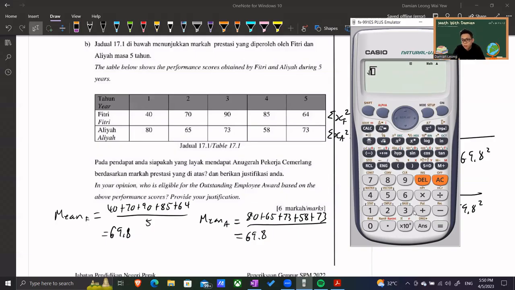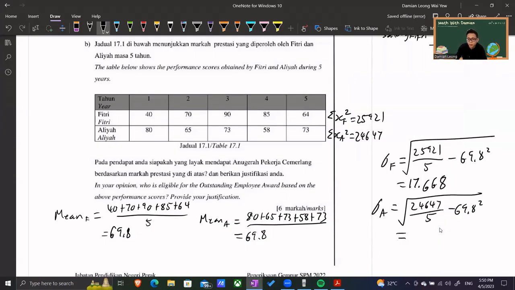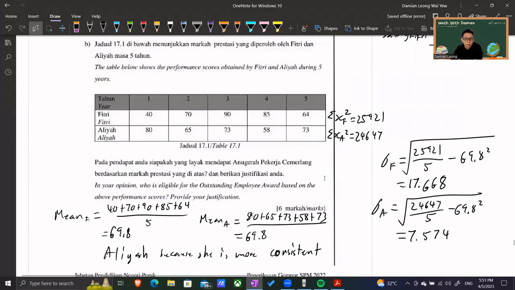It's a very big difference. Yes. Anyway, 7.5736, so 574. So if I compare, basically lower standard deviation means less dispersion, which is good. So Alia, because she is more consistent. Lower standard deviation means more consistent.